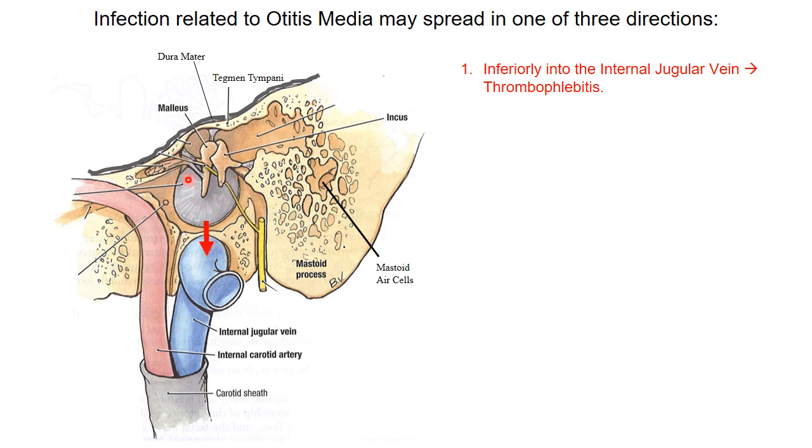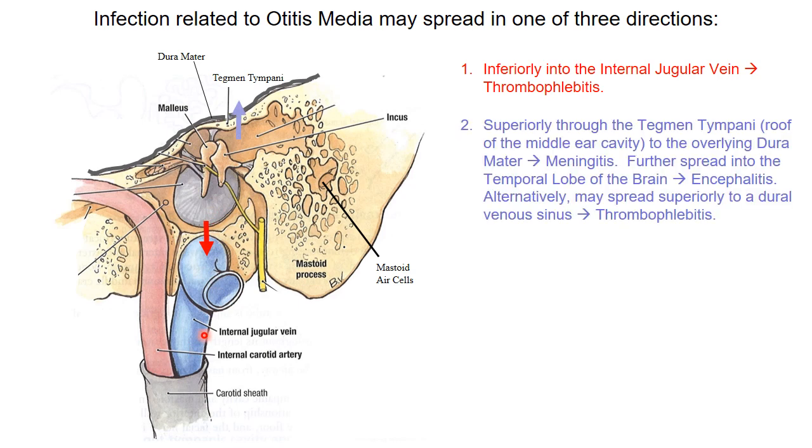When an infection spreads from the middle ear into the internal jugular vein, now we've gone from otitis media to venous thrombophlebitis, which is basically an infection of the venous system, and that's significantly more serious than otitis media. The point is middle ear infections need to be addressed early on so they don't progress to something worse. That's one direction this can spread, in the red direction towards the internal jugular vein.